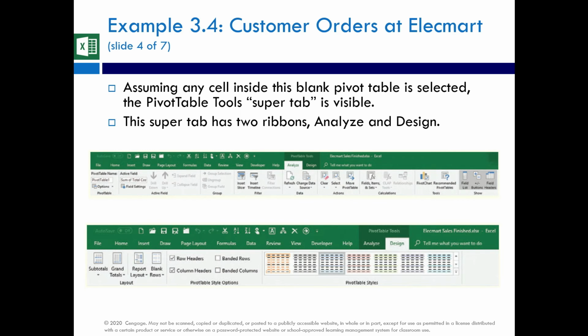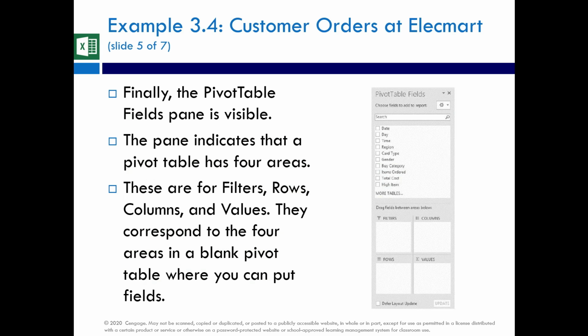Assuming any cell inside the blank pivot table is selected, the pivot table super tab is visible. The super tab has 2 ribbons: Analysis and Design. Finally, a pivot table field pane is visible. The pane indicates that a pivot table has 4 areas. These are filters, rows, columns, and values, which correspond to the 4 areas in the blank pivot table where you can put fields.